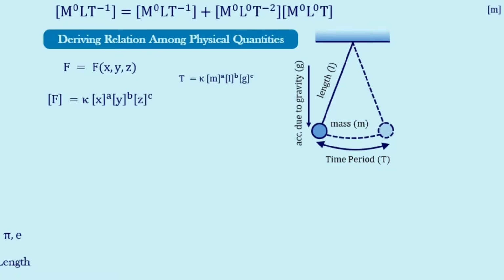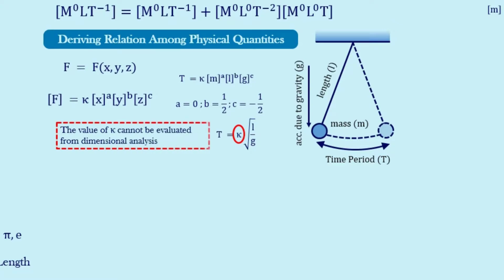We consider a dimensional expression of the time period of the pendulum and evaluate the powers to form the expression. However, we cannot find the constant factor appearing in the final expression. We know its value is 2 pi, which can be found from experimental analysis.